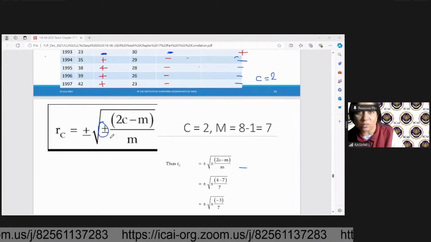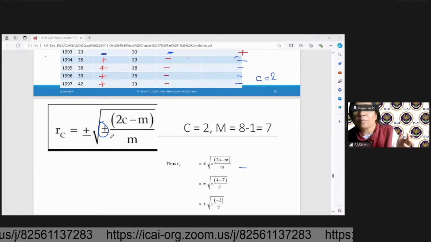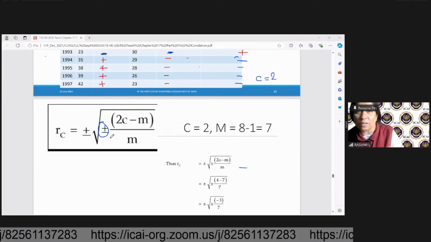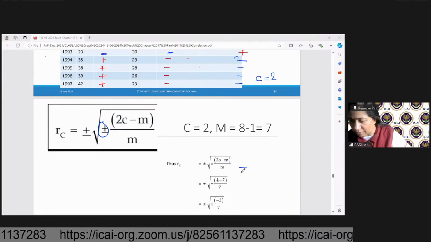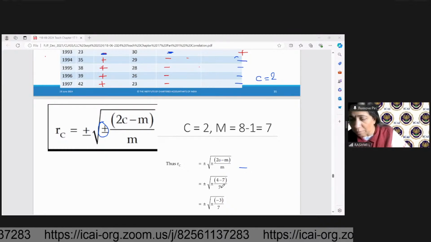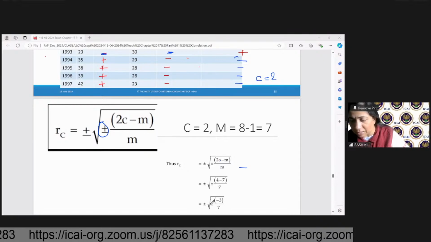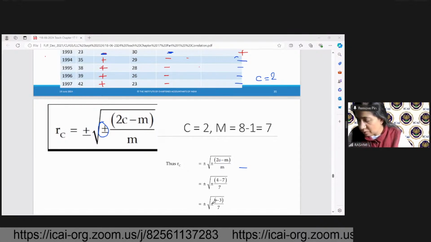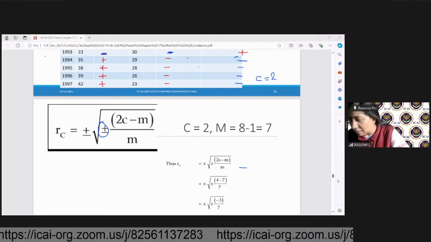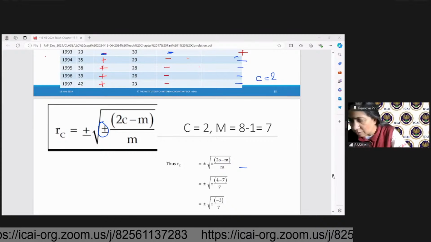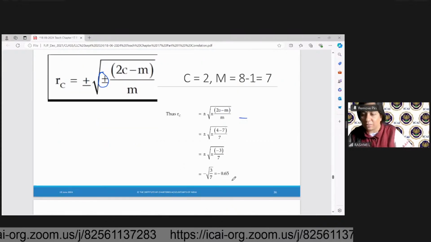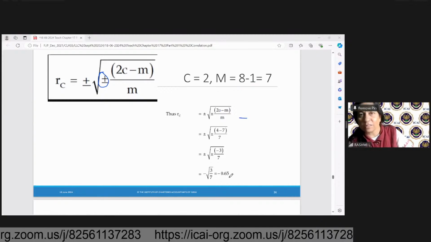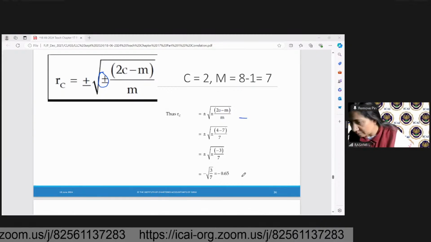Because I cannot take the square root of a negative number. Okay, so you have this. So 4 minus 7 is minus 3. Minus 3 into minus, you will get plus 3. So what is your answer going to be? Square root of 3 by 7, which is equal to 0.65. Okay. So this is how you will be answering.